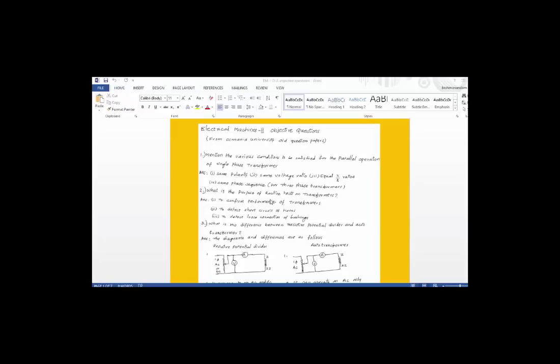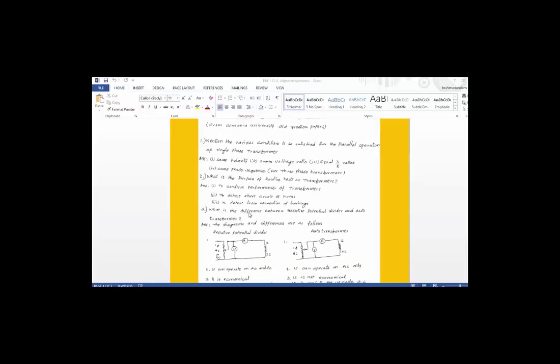Second question, what is the purpose of routine test on transformers? The answer is, first point is, it is used to confirm the performance of transformer. Second point is to detect short circuit of turns in the winding. Third point is to detect the loose connections of bushings.